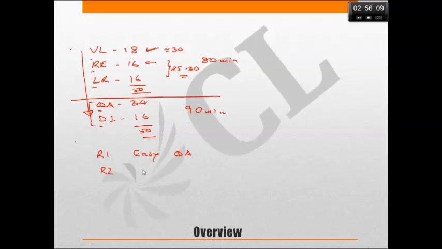So round 2 is the same easy questions which are time consuming. While in round 1 it was still easy questions which were not time consuming, which were less than, let's say, about 150 seconds, 120 to 150 seconds is what these questions will typically take me to solve. And in round 2 I will also do DI.